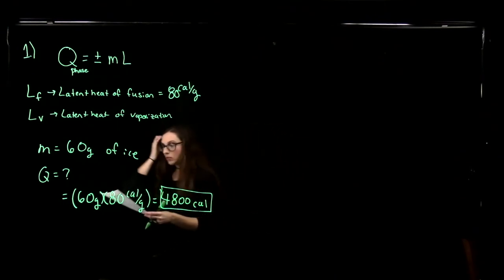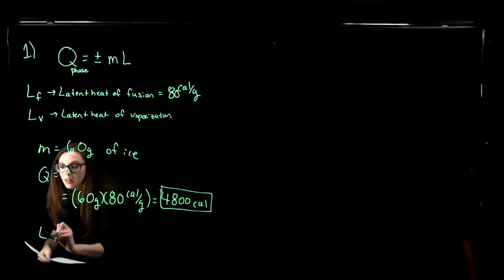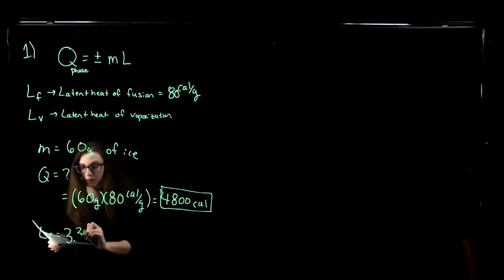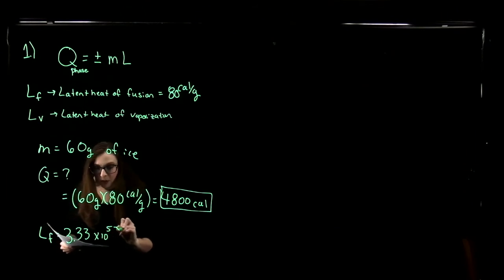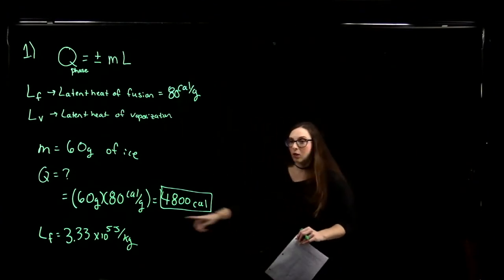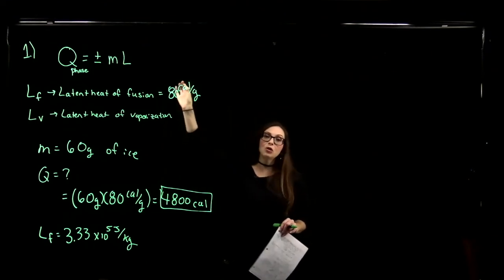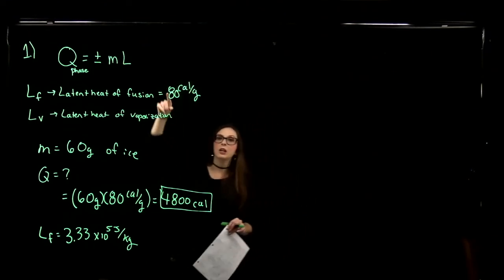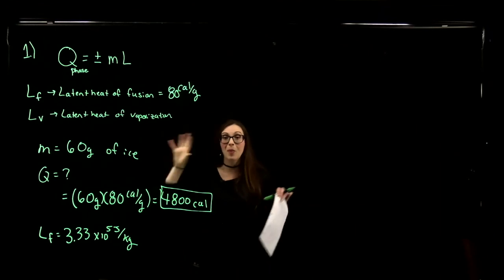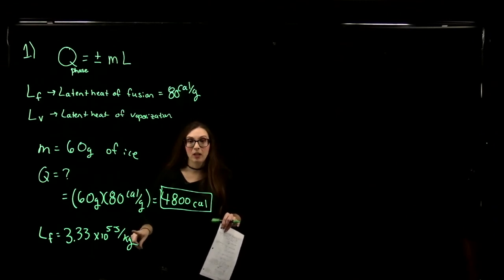And so the latent heat of fusion here, I was using it in calories per gram, but the latent heat of fusion for water is also 3.33 times 10 to the 5 joules per kilogram, if you want to think about energy in joules instead of energy in calories. So usually when we're using smaller masses, it's a little bit easier to use our latent heat of fusion as calories per gram. But if we're using bigger masses, maybe you would want to use your latent heat of fusion with the units of joules per kilogram.